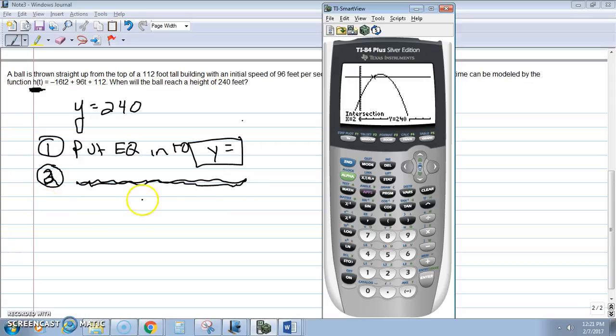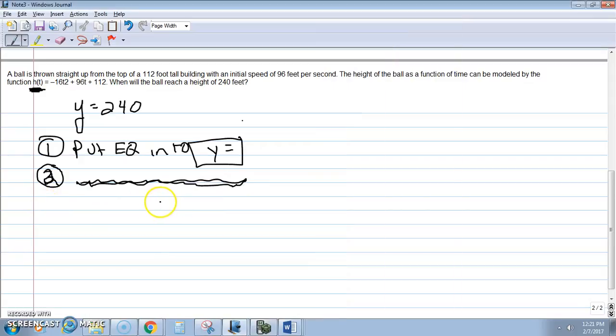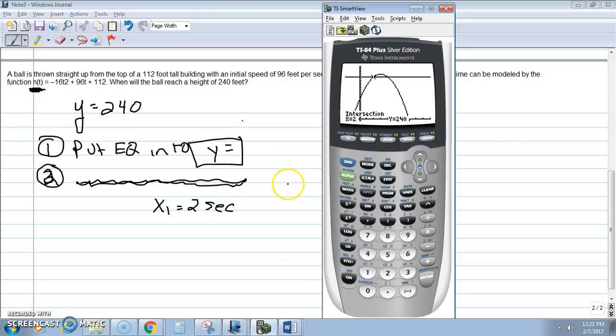So that's one answer, right? So x1 is at 2 seconds. It is at 240 feet. Okay, so then let's arrow over closer to the other point, because that's how the calculator knows where you want to do it, which intersection you want.